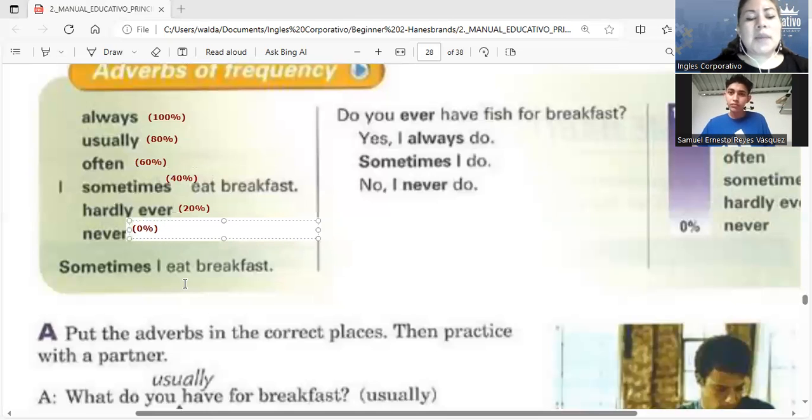So we're talking about how frequently we do certain activities. That's what it is. So repeat after me: always, usually, often, sometimes, hardly ever, and never. Exactly. So these words are what we call adverbs of frequency. These are called adverbs of frequency.